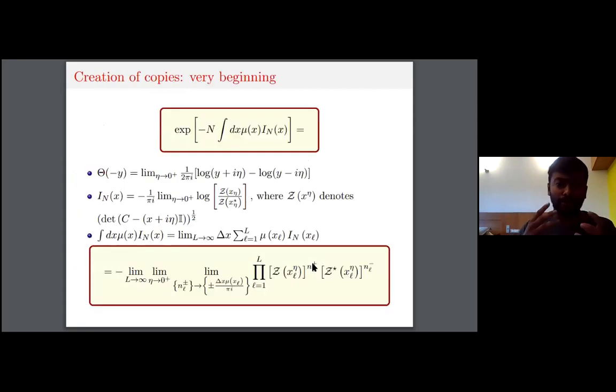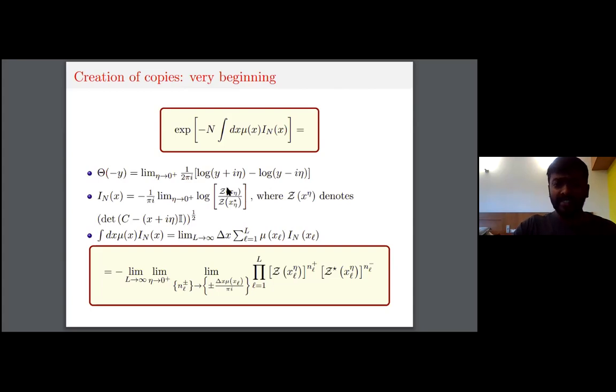Let's talk about how to frame the problem. First of all, to proceed further, we need to rewrite the index, which is the fraction of eigenvalues less than x, in terms of theta functions. Here we use a special property of the log, because the log function has a branch cut along the negative x-axis. As you go from positive to negative y along the negative x, we see a jump in the log value by 2 pi i, and that jump can be used to represent the theta function as this expression.